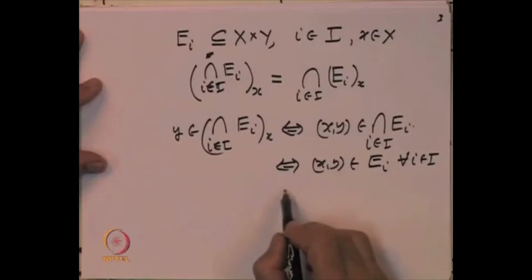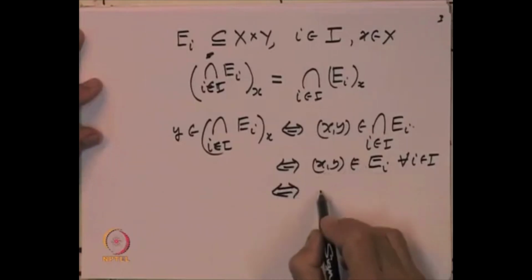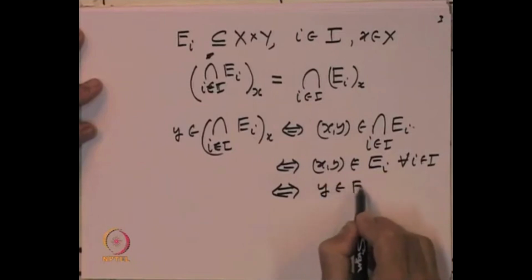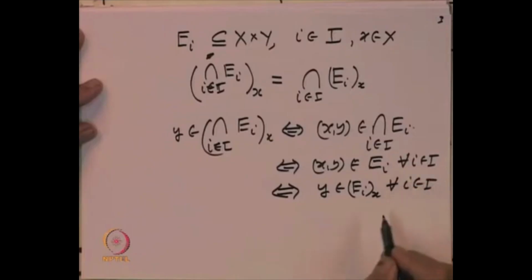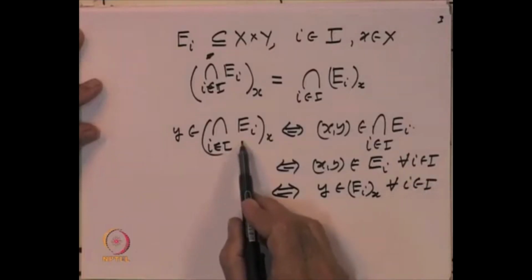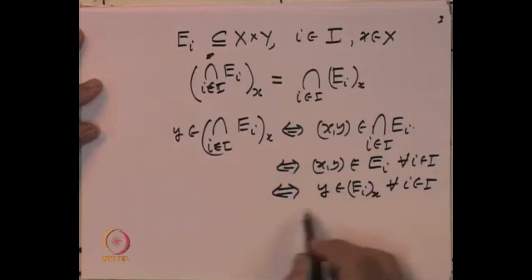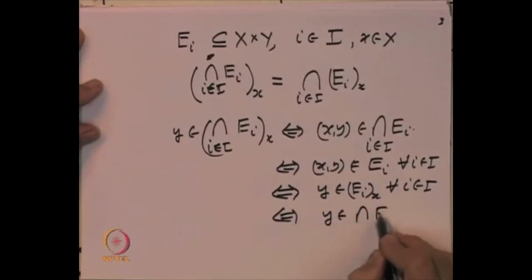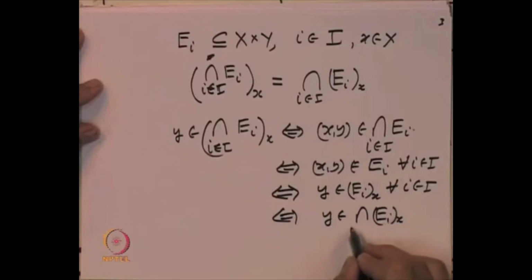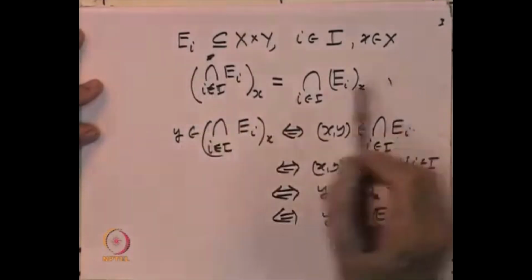And once that is true, saying that x comma y belongs to E i is the same as saying y belongs to E i at x for every i belonging to I. So, y belonging to the intersection of sections is the same as y belonging to each section. So, for every i, y belongs to the intersection of the sections of E i at x, i belonging to I. So, that proves that this property is true.